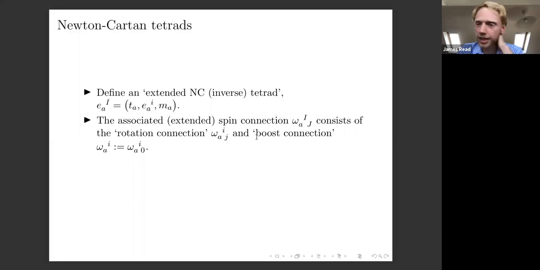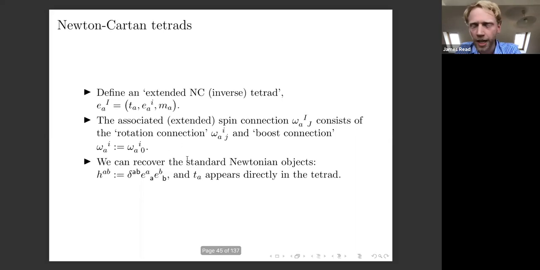The spin connection decomposes in the Newtonian case. And by the way, this is not stuff that we did. This is work that people in the physics literature have done over the past 20 years or so. It decomposes into what's known as a rotation connection and a boost connection, which you can write like this, just different components of the overall spin connection. And then you can recover your standard Newtonian objects in not too difficult a way. So this clock one form is already appearing directly in the tetrad, and I can reconstruct my spatial metric in this way using my spatial tetrads.